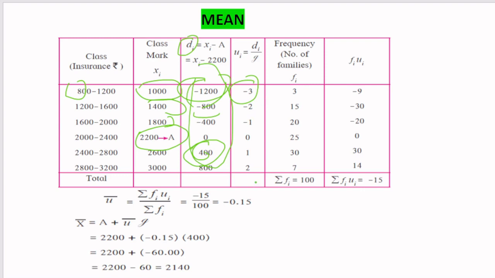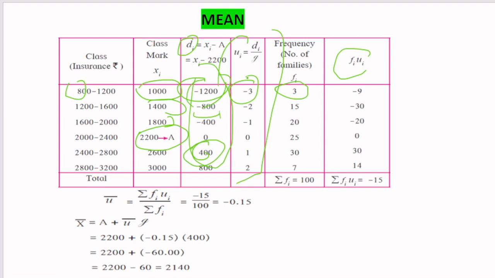Once you get ui, then write the frequency. The rest of the table will remain as it is, but in the last column you have to calculate frequency into ui. Instead of di, you have to use ui. So there is one addition in this, and that addition is ui. Once you get the ui values, your calculation will be easy. Only one additional step and the calculation becomes easy.